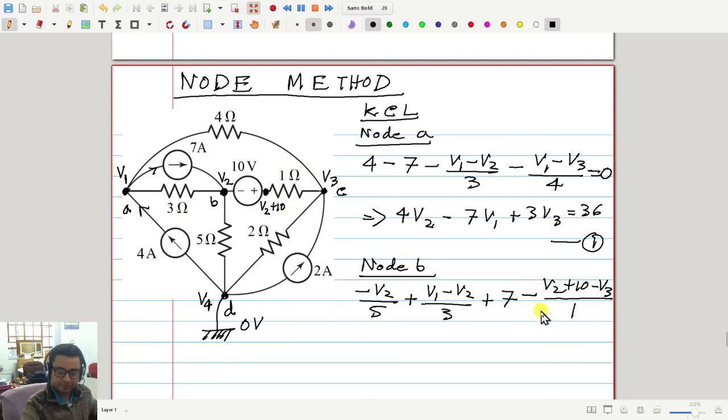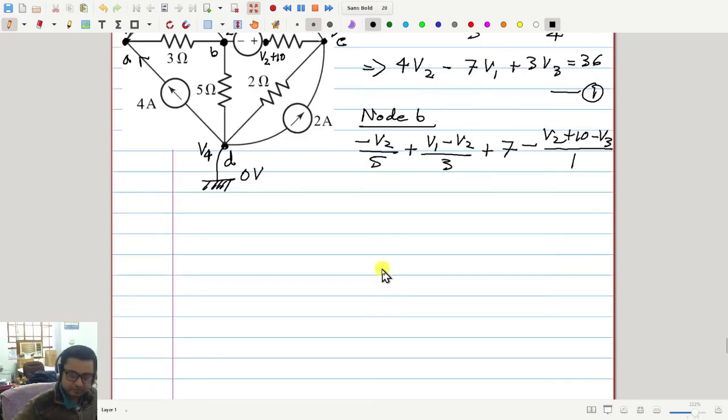Sir, can you repeat the node B line? Pardon? Sir, can you please repeat the node B line? This line, 1 ohm. No, sir, this whole line. Okay, so let me repeat.